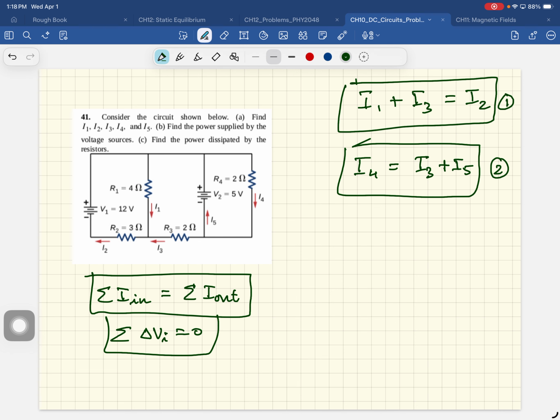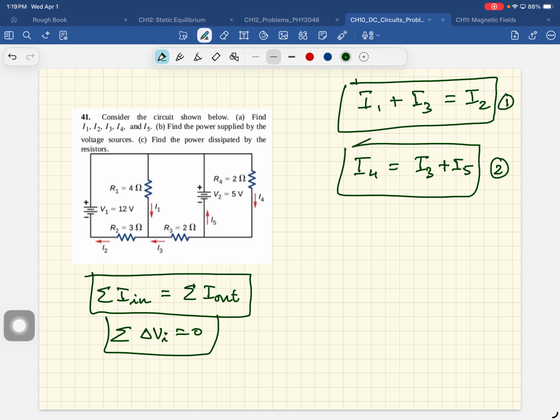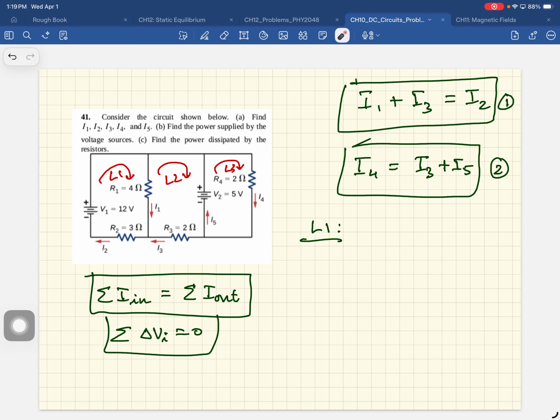Now you need how many more equations? 3 more equations. How many loops are there in this circuit? 1, 2, 3, 4, 5, 6. And all you need is 3 equations, so we'll keep it simple: loop 1, loop 2, loop 3. Okay, loop 1, I'm going to start here.